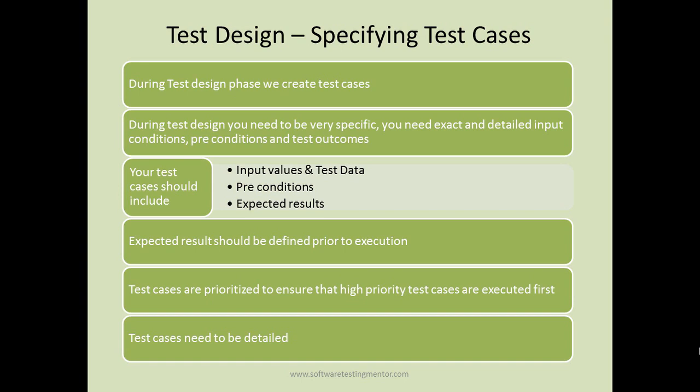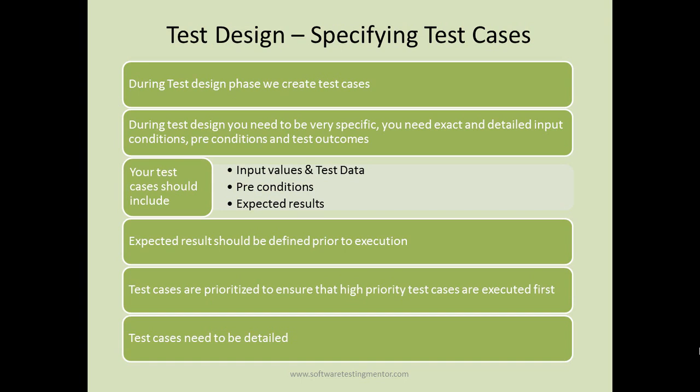Expected results should be defined prior to execution. So before you start your test execution, your test cases should have the expected result: what you are expecting, what you want to achieve after running that test case. So the expected result should be defined in all the test cases.